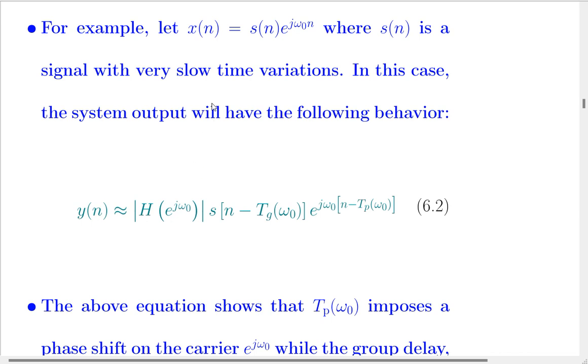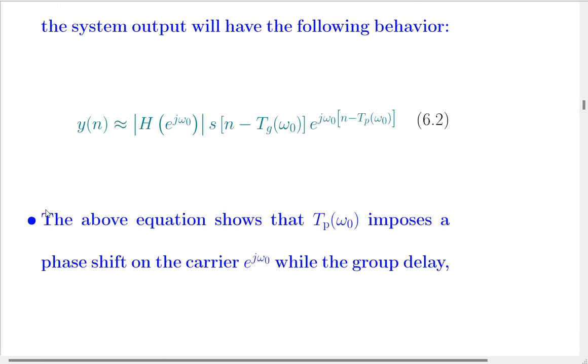For example, let x of n be s of n times e to the power of j omega 0 n, where s of n is a signal with very slow time variations. In this case, the system output will have the following behavior. y of n is approximately equal to the magnitude of H of e to the power of j omega 0 times s of n minus group delay of omega 0, times e to the power of j omega 0 times n minus phase delay of omega 0.